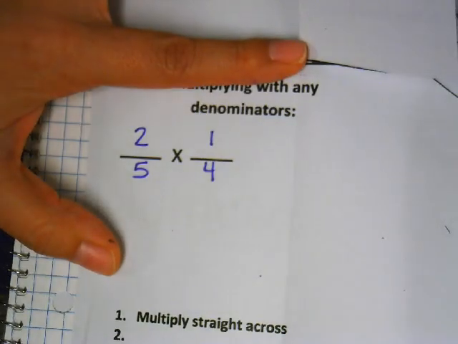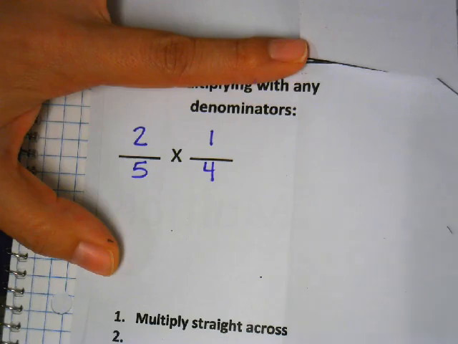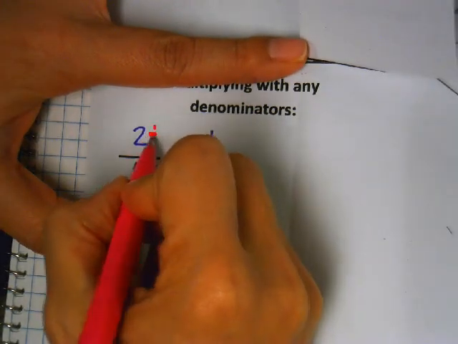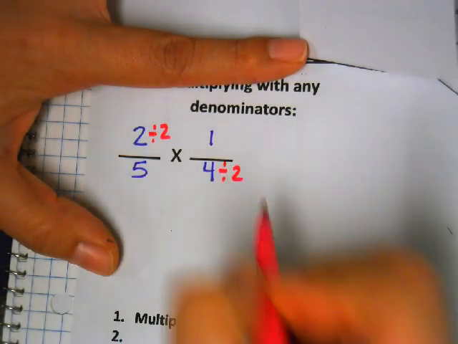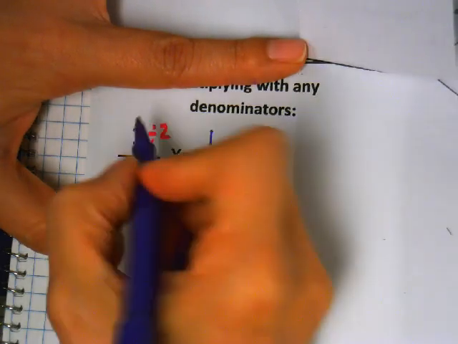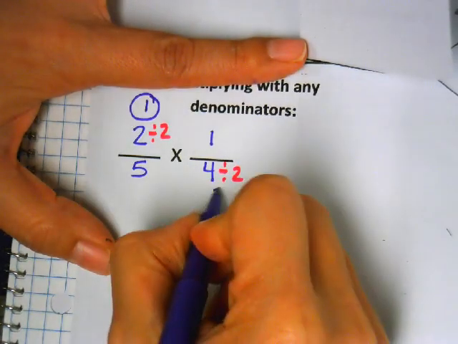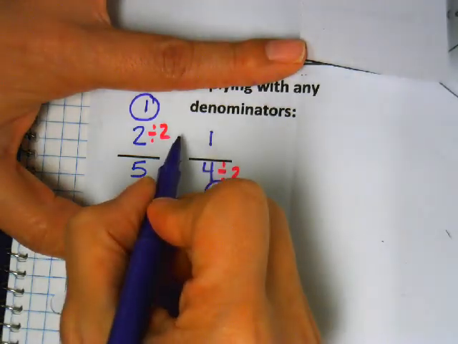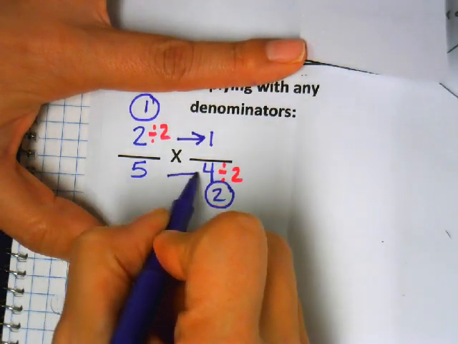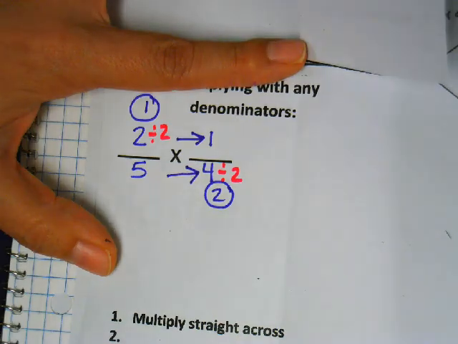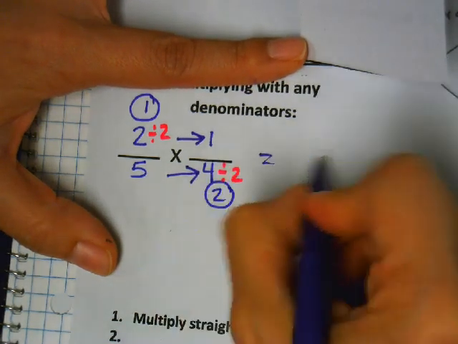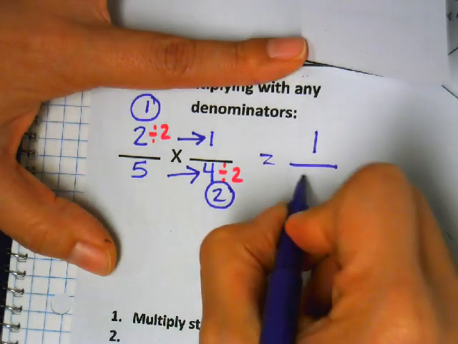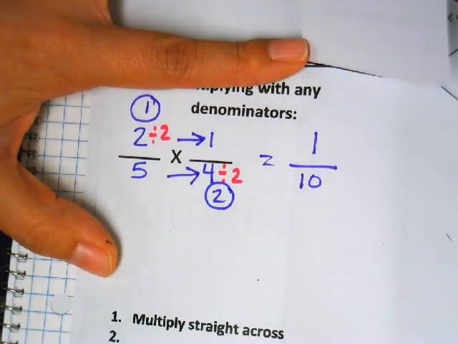So what I taught you today is to simplify the corners. So simplify by 2, simplify by 2. I'm now left with 1 and I'm left with 2. So then you multiply straight across. I'm going to draw some arrows here to remind you to multiply straight across. What's 1 times 1? 1. What's 5 times 2? 10. So our answer is 1 over 10.